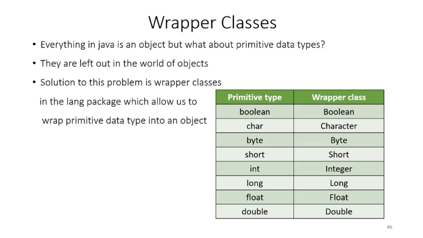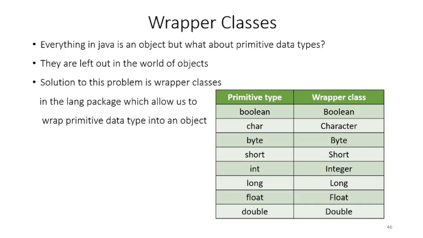Next part is the wrapper classes. This is also one of the very interesting topics of Java. Now, as we know that Java is a pure object-oriented language and everything in Java is an object. But what about primitive data types? They are left out in the world of objects. They cannot participate in methods which require objects as parameters or return objects, or be used in a collection which is a group of objects.